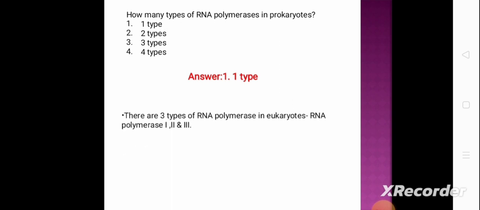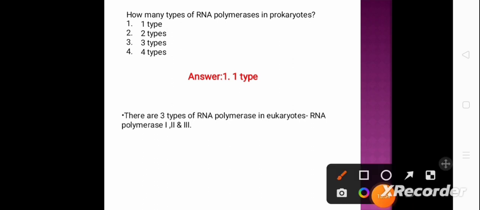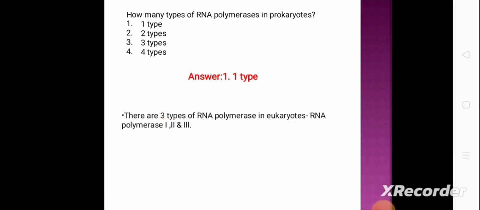So in the case of prokaryotes, there is 1 type of RNA polymerase, whereas in the case of eukaryotes, there are 3 types of RNA polymerases, that are RNA polymerase 1, RNA polymerase 2, and RNA polymerase 3. RNA polymerase 1 transcribes all the RNAs except the 5S RNA. RNA polymerase 2 transcribes the mRNA, and RNA polymerase 3 transcribes the tRNA, also the 5S RNA, and some small nuclear RNAs, small RNAs.